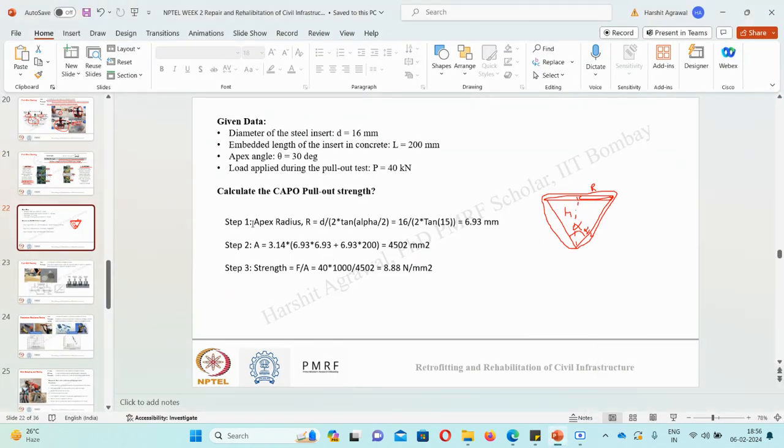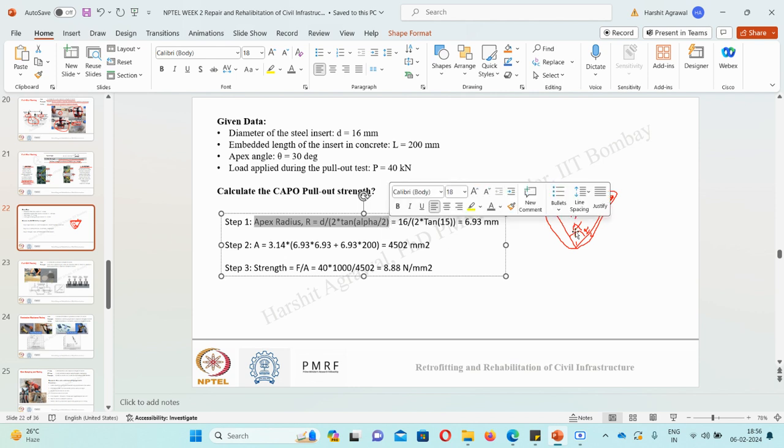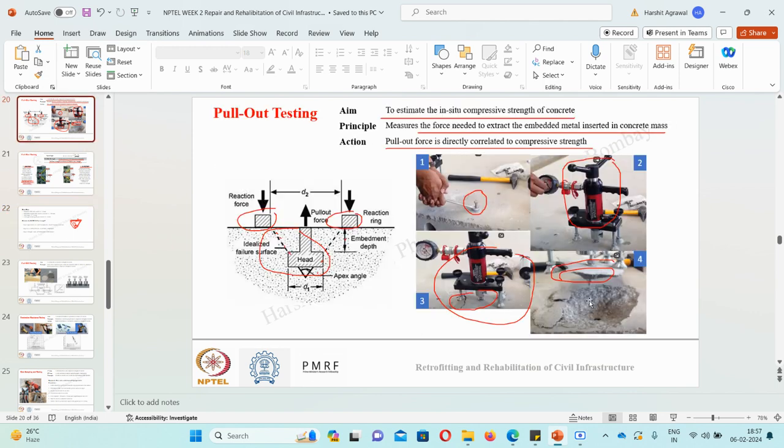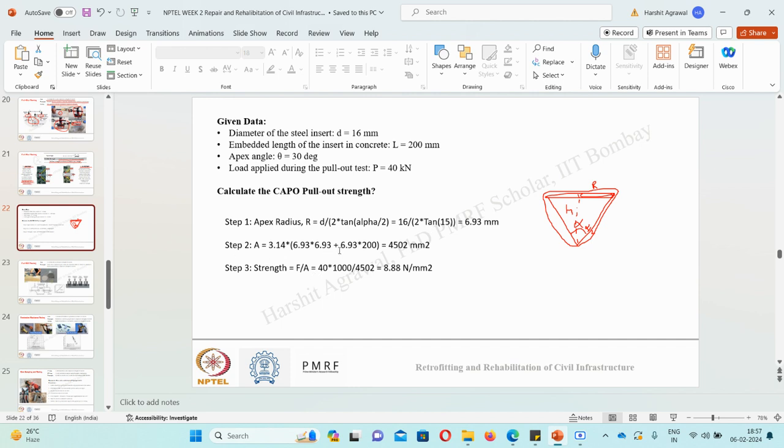Okay, so first we calculated the apex radius. So apex radius is given by this formula. Once we know the radius, we calculated the area of failure. It was a conical failure, so the area will be the slant area of the cone plus the area of the top. Since this was the part of concrete which was experiencing load, we calculate the total area of that part. And once we know the area, we will calculate the strength. The strength is nothing but failure load upon area.